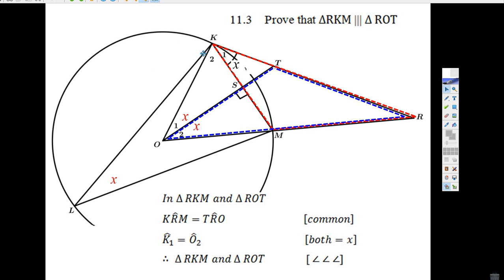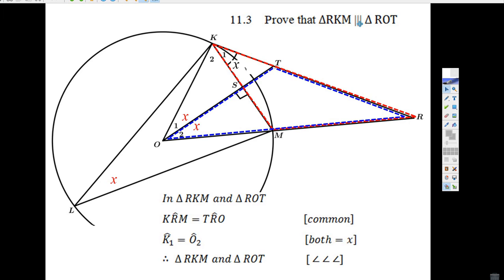Okay, now they ask us to prove that two triangles are similar. Now I've colored them out, R, K, M. So go from R all the way to K and then to M and put a color around it. I'm looking at that red triangle. That's good to see. And then prove that it's similar to triangle ROT.